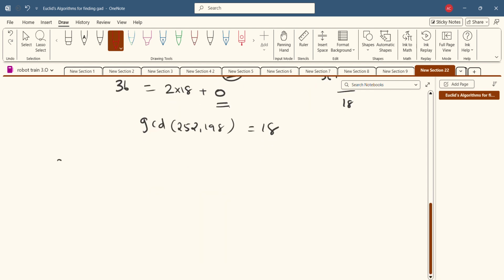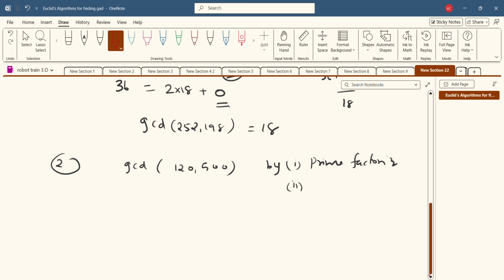Find the greatest common divisor of 120 and 500. There are two different ways you can compute the greatest common divisor. The first method is prime factorization. The second method is Euclid's algorithm.